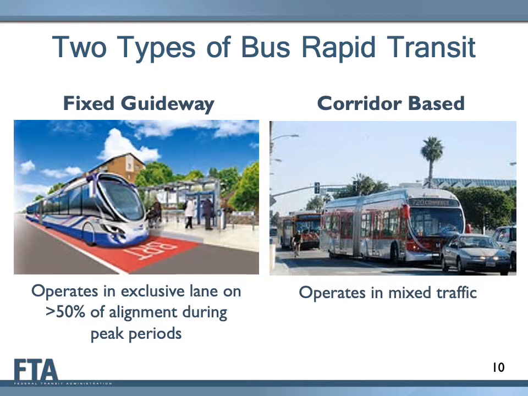The law requires that both types of BRT must include a substantial investment in a defined corridor as demonstrated by features that emulate the services provided by rail fixed guideway public transportation systems. In the next slide, we'll describe the additional features that must be included in BRT projects seeking CIG funding.